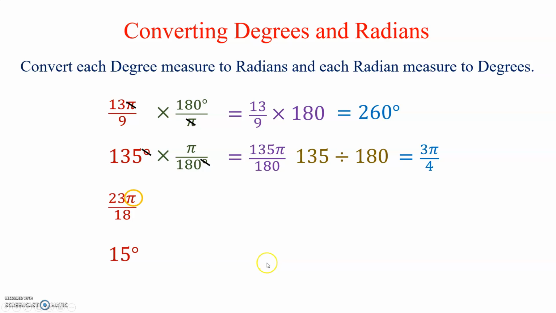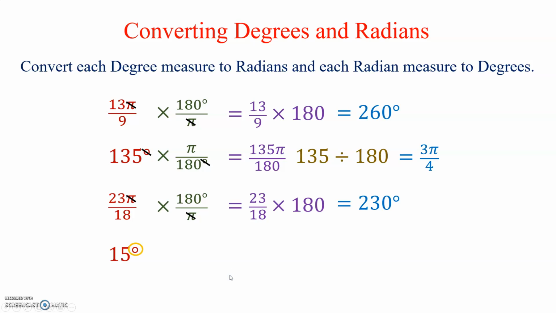Next one, we don't want pi. Pi goes in the denominator, which means the 180 is on top. When the pi's cancel out, we're left with the math, 23 over 18 times 180. Calculator tells us 230 degrees. Last one, we don't want the degree, so therefore degree goes on the bottom, pi's on top. Degrees cancel, leaving me with 15 pi over 180. So the math is reducing the 15 and the 180. 15 divided by 180 is 1 over 12.